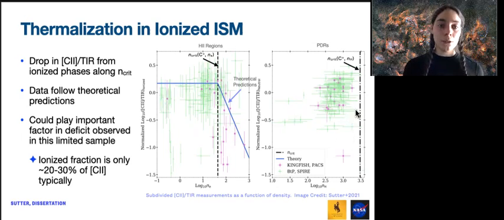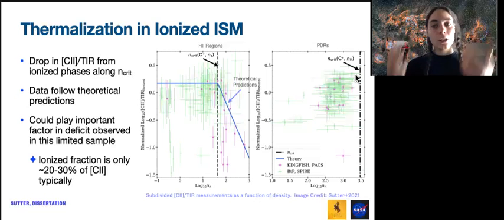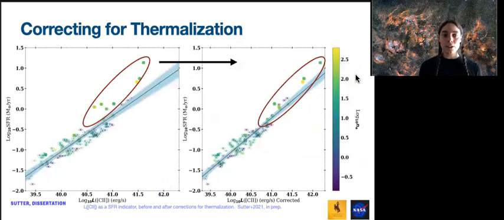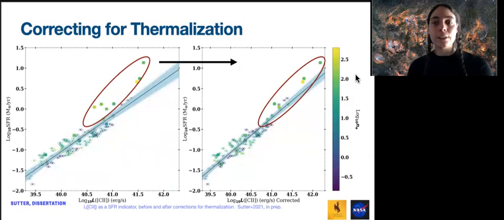Just a quick note, when we look at the neutral phases, so those PDRs, for our sample, we don't reach the critical density within the PDRs, so we don't expect C+ from neutral phases to be thermalized. We just expect to see this in the ionized phases, which means that thermalization in H2 regions can only really explain the moderate deficits that we see, because ionized phase C+ emission tends to only be 20 to 30%. So we can't get huge deficits with only thermalization. But if we know that thermalization is affecting our C+ emission and how it's affecting it, we can then correct for thermalization and see how that affects our C+ to star formation rate indicator.